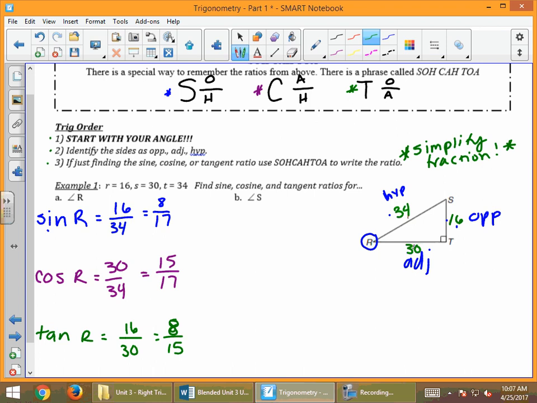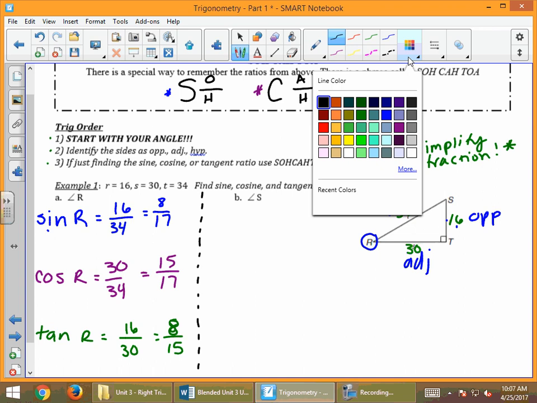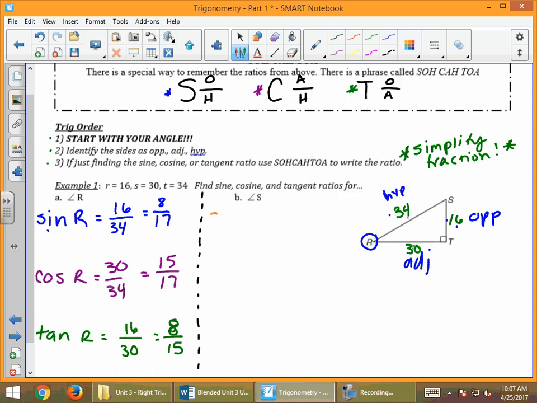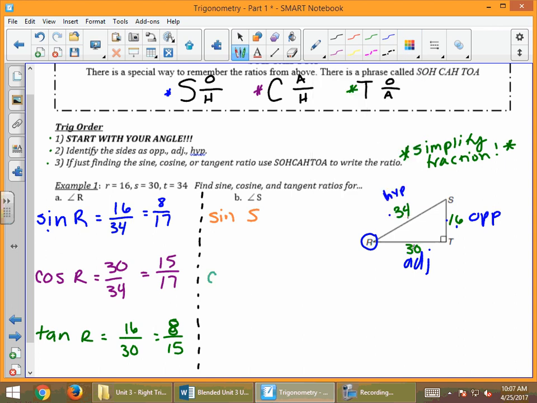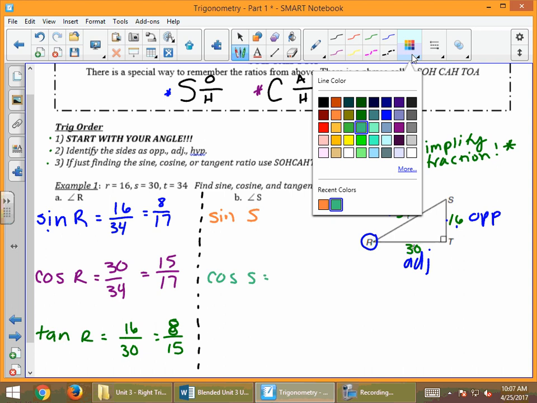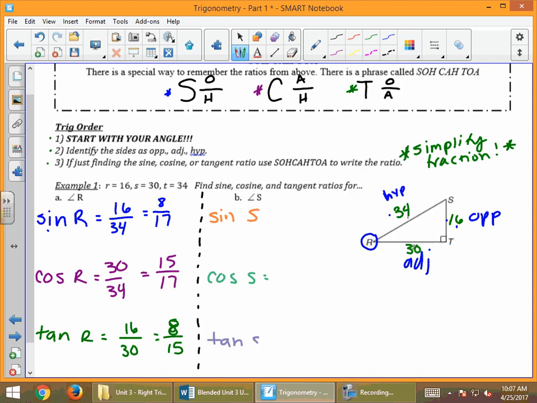For B, we're pretty much doing the same thing, but we're using a different angle. Now we're going to make these same ratios for angle S. So for S, we're making the sine of S. We're going to make the cosine of S. And we're going to make the tangent of S.